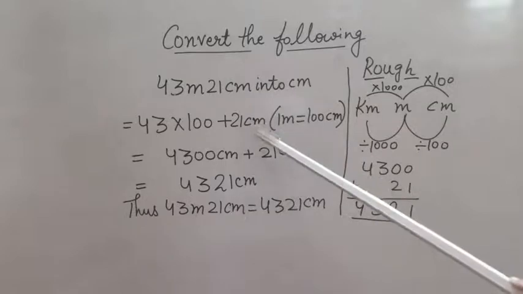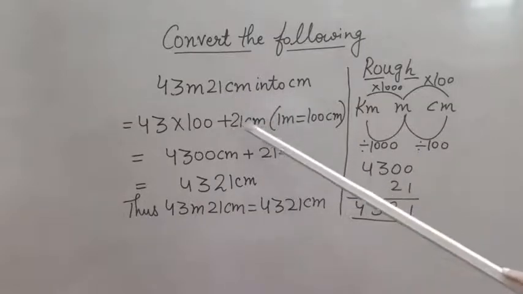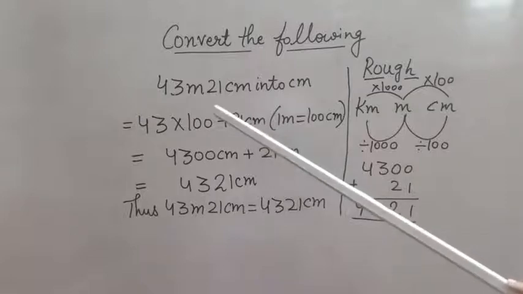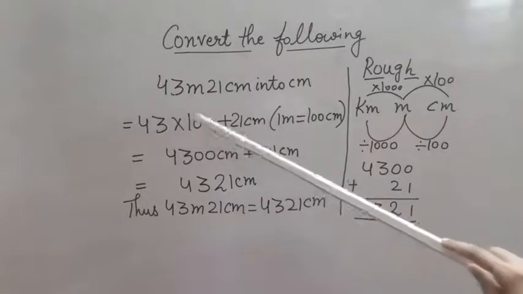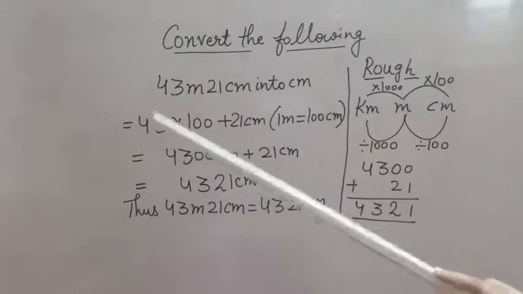Then what am I doing here? I am simply adding this 21 here. Why? Because this is also centimeter. It is given in the question. And after multiplication, this is converted into centimeter.